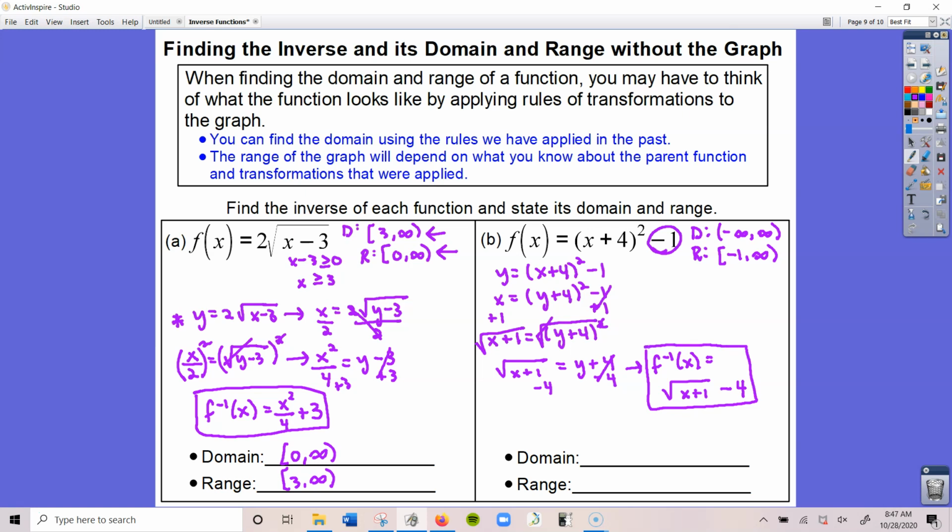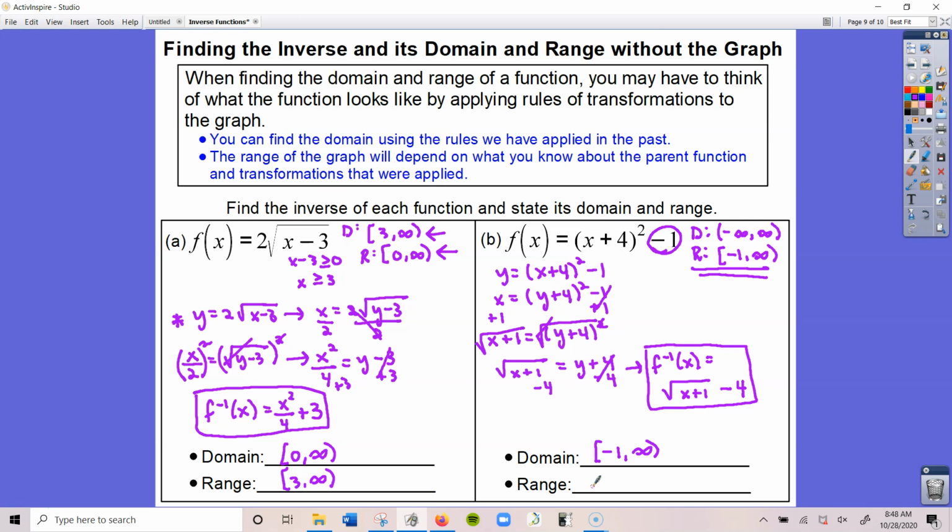Now to find the domain and range. This is a radical, right? And we know that for radicals, the domain is limited to the inside of the radical. So you can either do x plus 1 is greater than or equal to 0, and you get that x is greater than or equal to negative 1, which is exactly what the range of my function is. So that's my domain, from negative 1 to infinity.